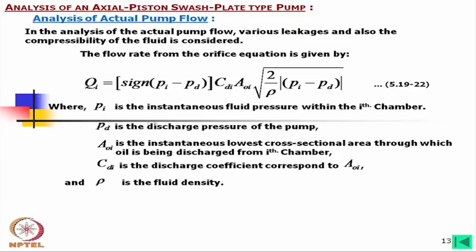Now, here Pi is the instantaneous fluid pressure within the chamber, Pd is the discharge pressure, AOI I have already described as the cross sectional area through which the discharge is taking place, we will explain further. CD I have already explained, and rho is the fluid density.